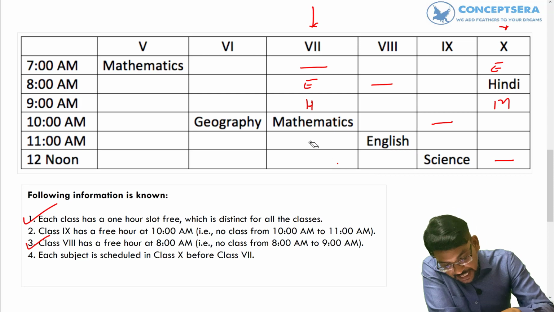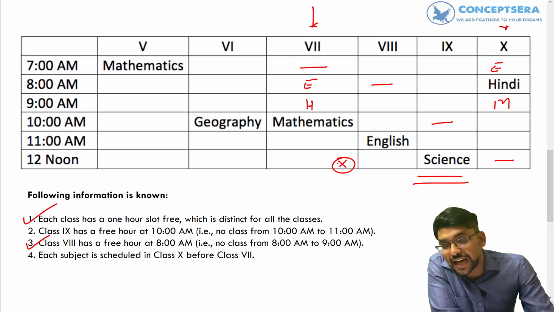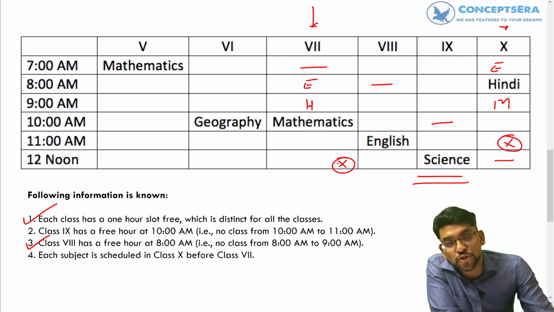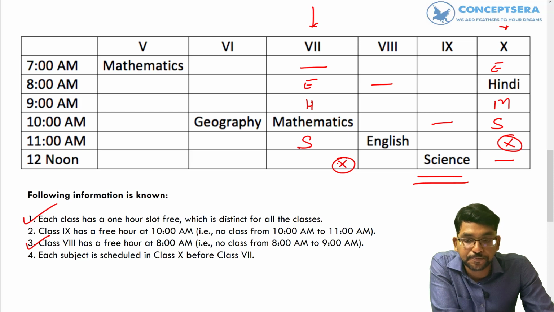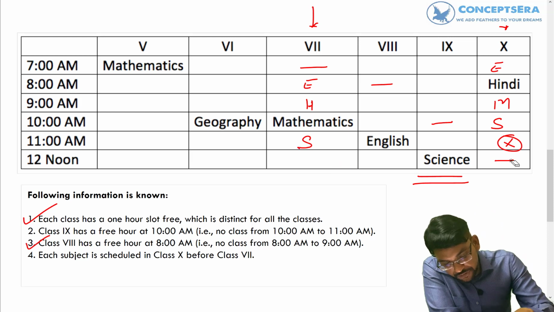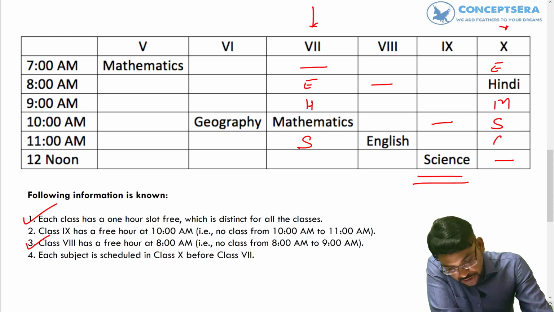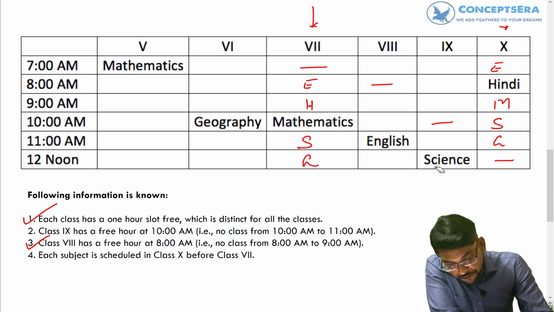Now if you look at the science point of view, you can see science cannot occur here because science is happening here at 9th class. So science cannot also be here because these two have to be the same. So science will be happening only at this particular position. So we can fix science also. Now we are left with only one subject, and the subject is geography. So geography is supposed to come here and supposed to come here. So you can see how easily we filled these two particular rows.